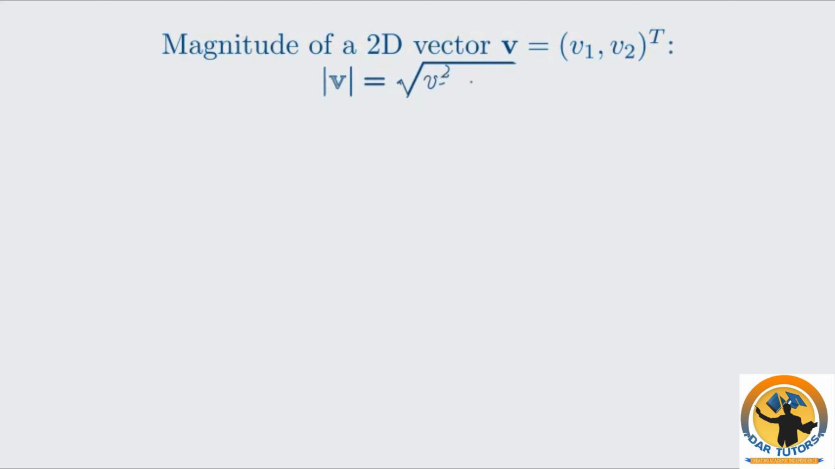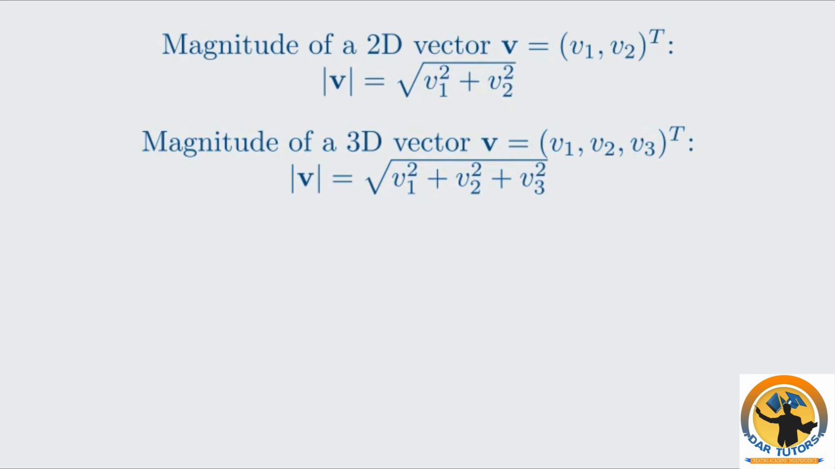Once we have a vector, we can find its magnitude, or length. This is a direct application of the Pythagorean theorem. For a 2D vector v equals (v1, v2), its magnitude is the square root of v1 squared plus v2 squared. For a 3D vector v equals (v1, v2, v3), its magnitude is the square root of v1 squared plus v2 squared plus v3 squared.